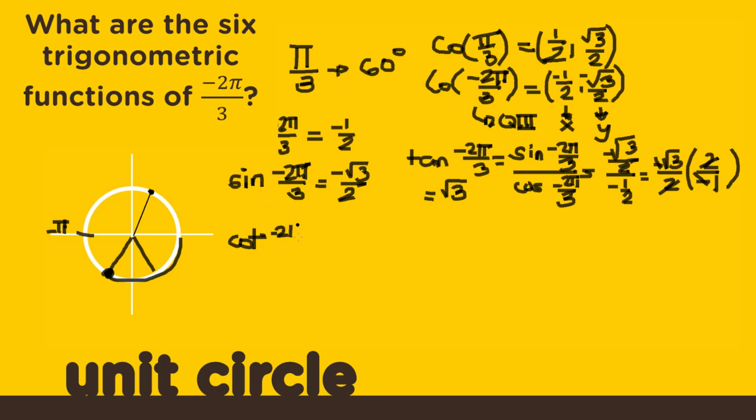So let's have the cotangent of negative 2 pi over 3. This is actually the reciprocal of your tangent. Reciprocal of our tangent, negative 2 pi over 3. We already have our tangent here. That would mean it would be 1 over square root of 3. This is our cotangent of negative 2 pi over 3.